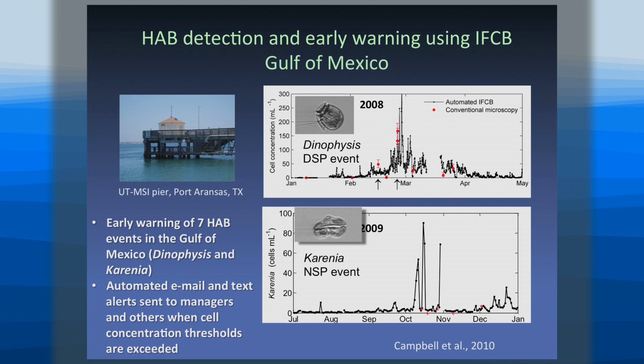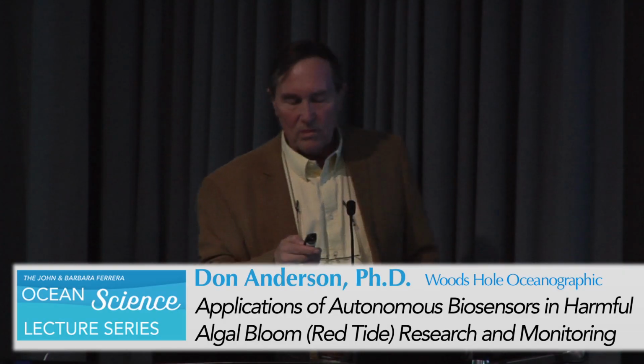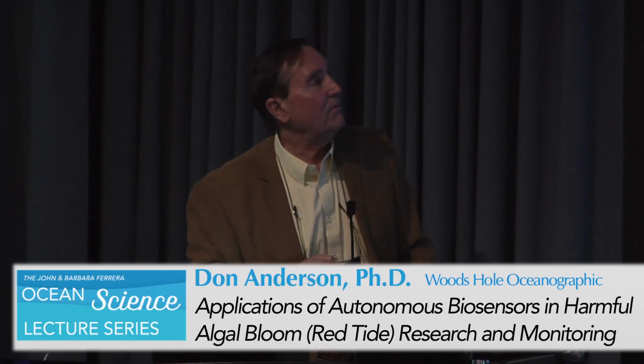This is Karenia, the species you have a lot of problems with, again being picked up here. The instrument basically has thresholds set in it, so that if you get to a certain point, it sends out an email and text message to managers and scientists, saying you've got a bloom happening in this location. So it's being used for early warning very, very effectively.